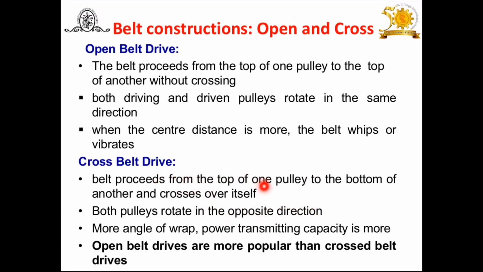In cross belt drive, because of this crossing, the angle of wrap or contact between belt and pulley is more compared with open belt, and because of this the power transmitting capacity is also more. But compared with cross, open belt drives are more popular. And other constructions are there. Where belt drives use many pulleys, idler pulleys are used, but our focus is only on these open and cross belts.